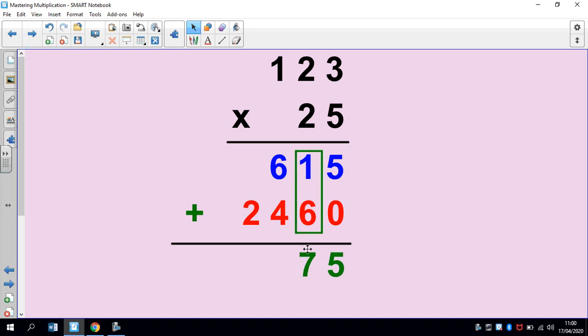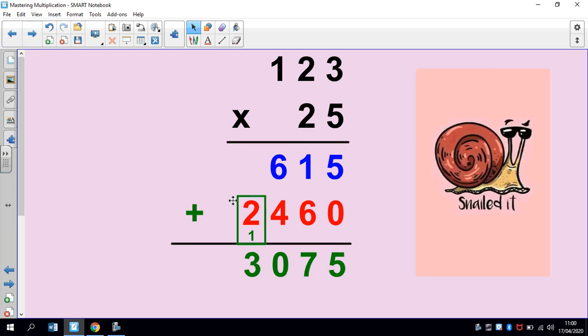1 add 6 is 7. 6 add 4 is 10. Remember, we can't put both those digits in that place value column. We only put the 0 in for the moment, and we regroup the 1. We carry it over so that we can add it to that 2 later on, giving us a total of 3,075. In other words, we've also found the product of 123 times 25.